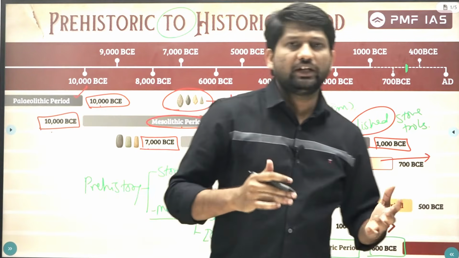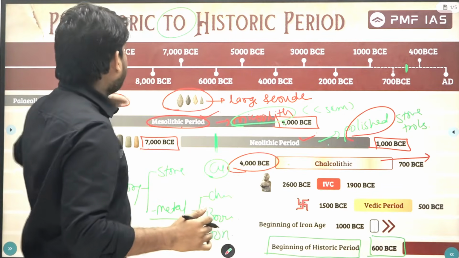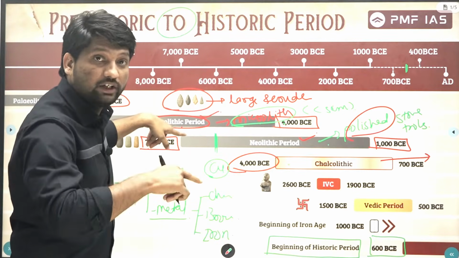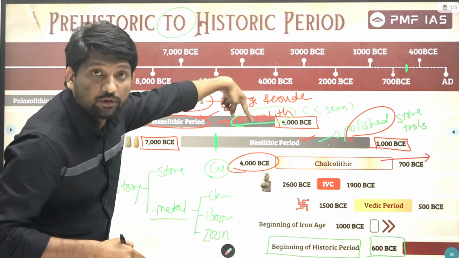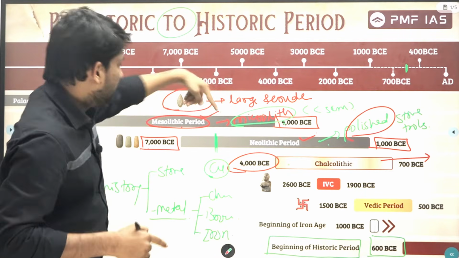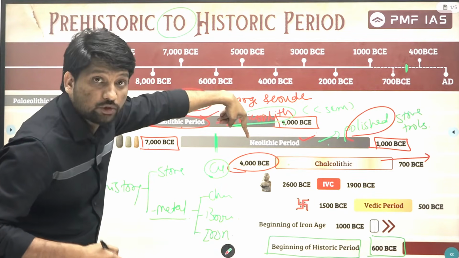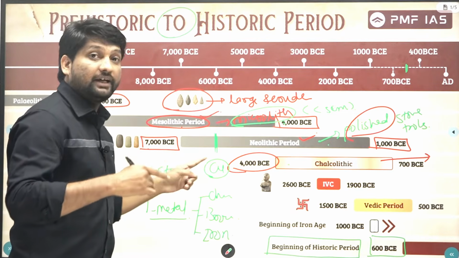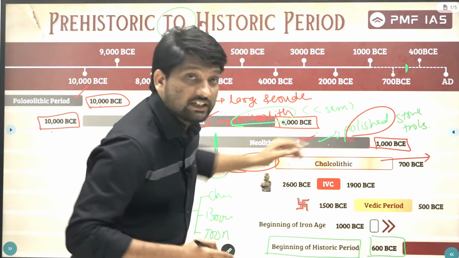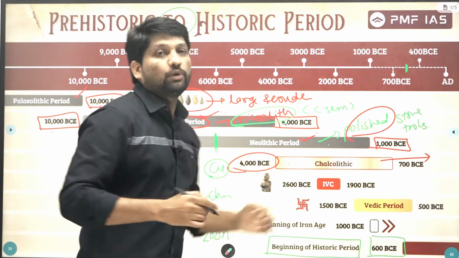In different parts of India, suppose in one part people were still dependent on microliths, so they will be in the Mesolithic period. If in another part people were using polished stone tools, they will be in the Neolithic period. In another part people were using copper, so they will be in the Chalcolithic period.